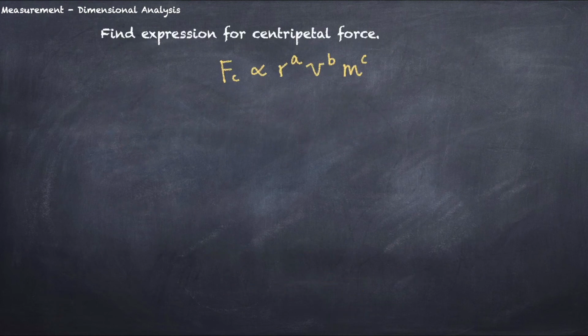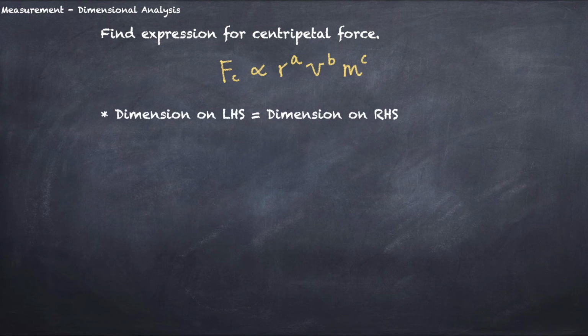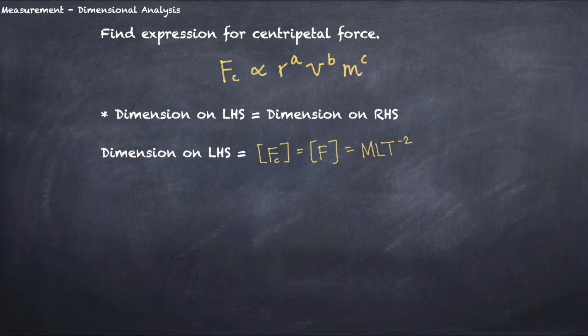Recall that the key to doing dimensional analysis is that the dimension on the left-hand side is equal to the dimension on the right-hand side of an equation. Let's start with the dimension on the left-hand side. Since centripetal force is a force, its dimension must be the dimension of force, which is m times L times t to the power of minus 2. This was given by the problem. Now let's look at the right-hand side. The dimension of r, the radius, is L, since it is a length. The dimension of v, the speed of an object, is L over t, which we talked about earlier. And the dimension of mass is m.